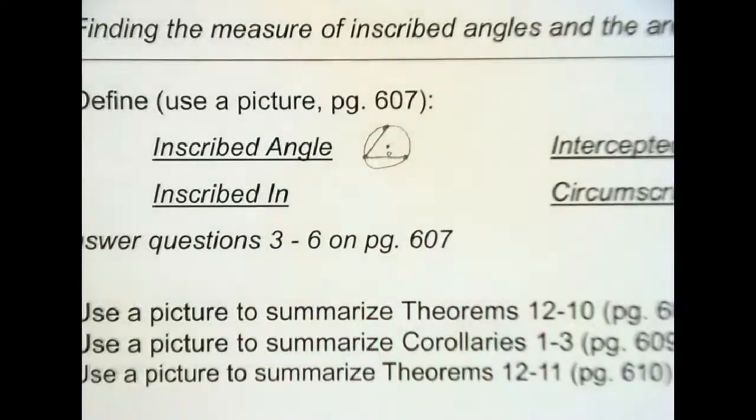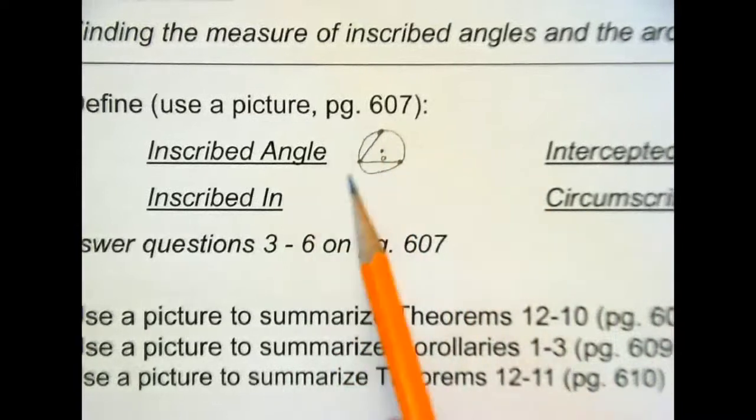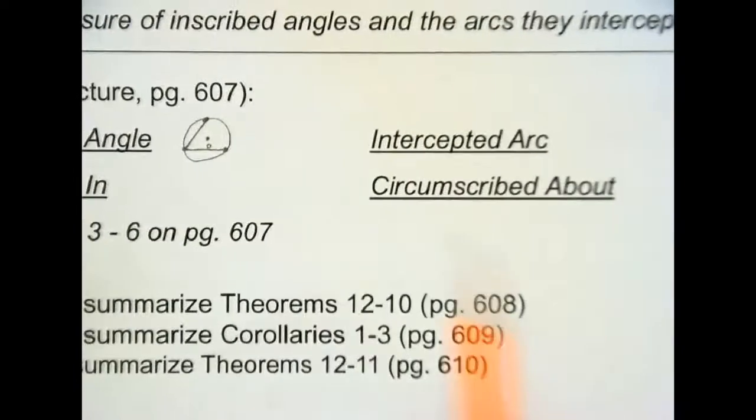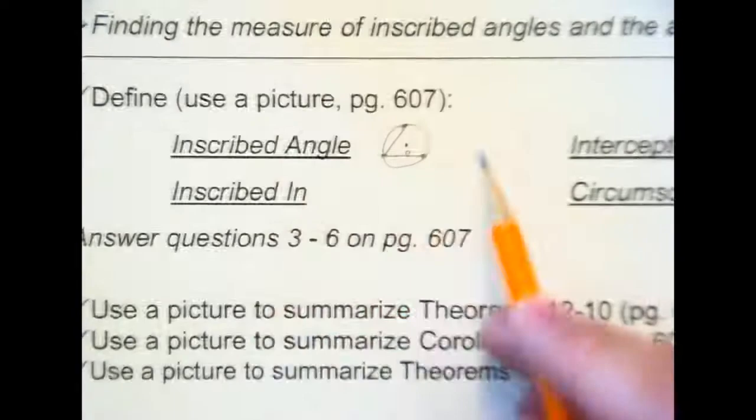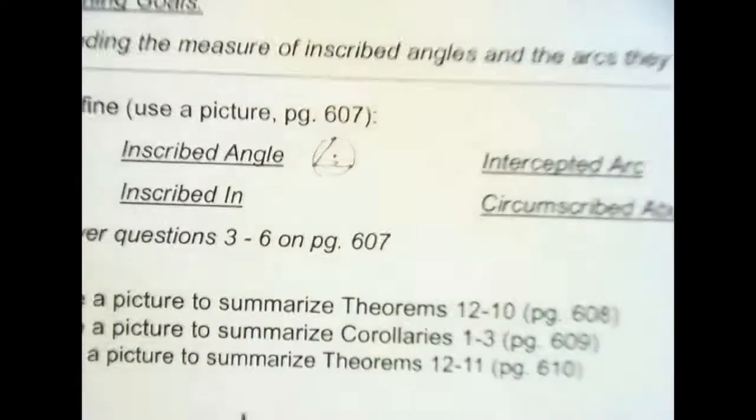Inscribed in. So this angle is inscribed inside the circle. The circle is circumscribed about the angle. Okay, so just some terminology there. The circle is circumscribed about the angle, and the angle is inscribed in. Just so if you see that terminology, you know what it means.